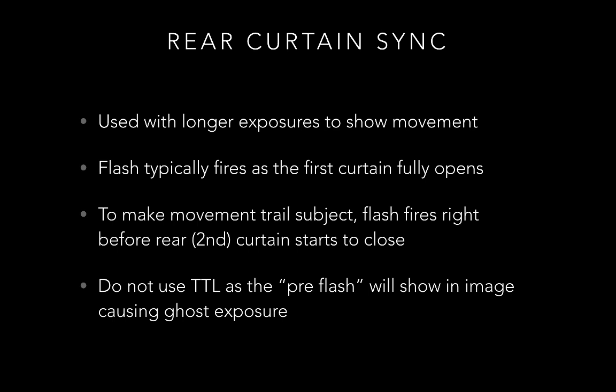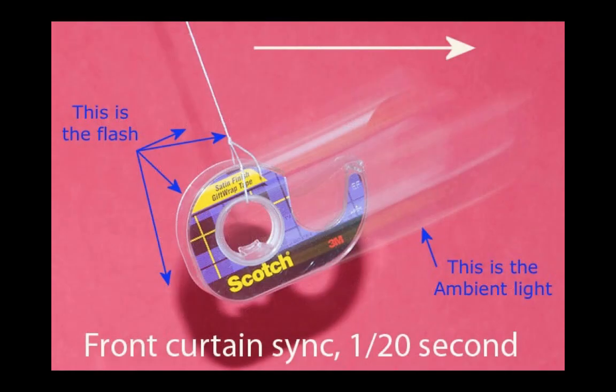Now you can't use TTL because with TTL there's a pre-flash that fires that shows in the image and causes a ghost exposure. Let's look at an image and I'll show you what I mean. Okay, this is front curtain sync, first curtain sync. If you look here, the Scotch tape is traveling from left to right. You can see the arrow showing the motion. The ghosting, the movement that you see there, is from the ambient light, okay? That ambient light is giving enough of an exposure to show it, okay?